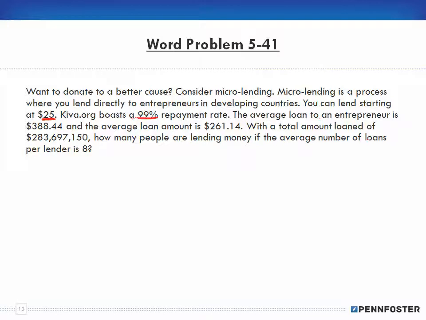The average loan to an entrepreneur is $388.44, and the loan amount is 261.14. So the average loan to an entrepreneur is 388, and the average loan amount is 261. Okay, yep, that's what the problem says. With a total amount loaned of, okay, so if that's a total amount, that means we're going to equal 283,697,150.